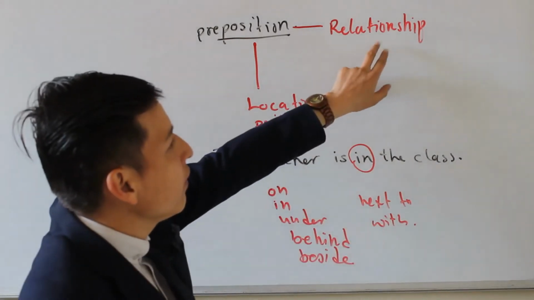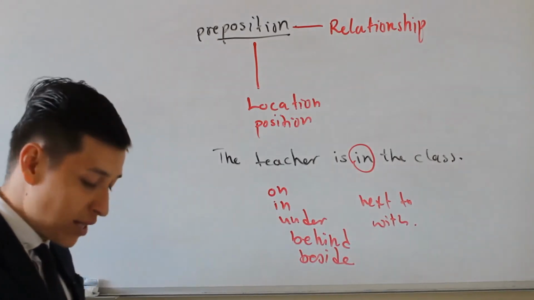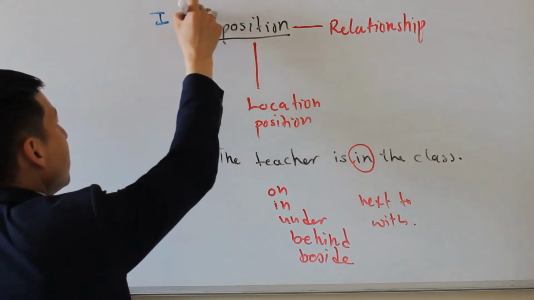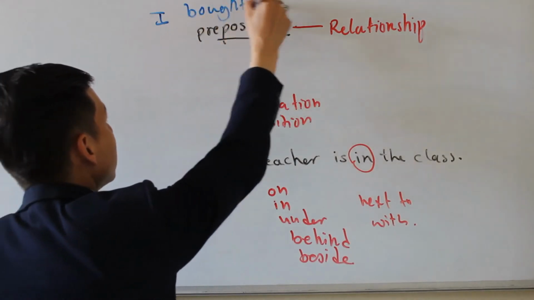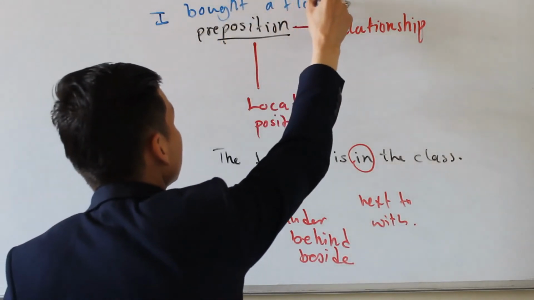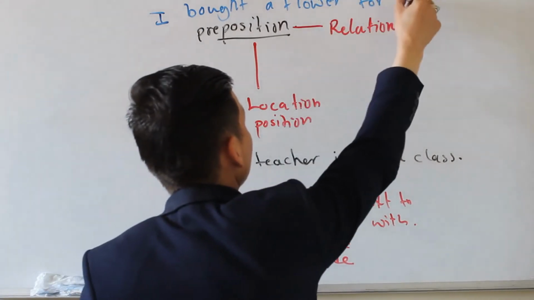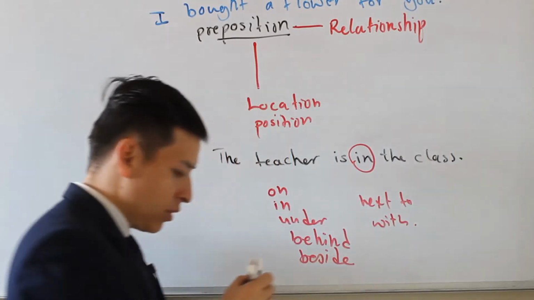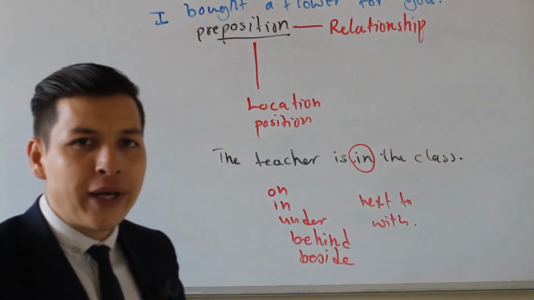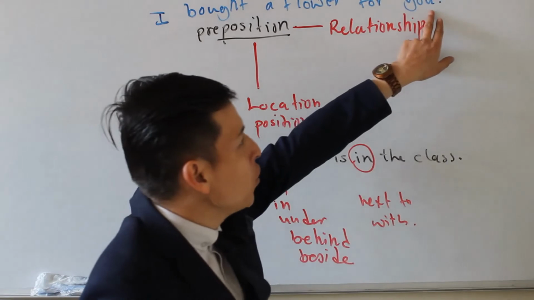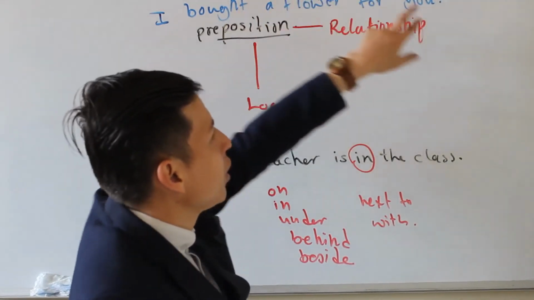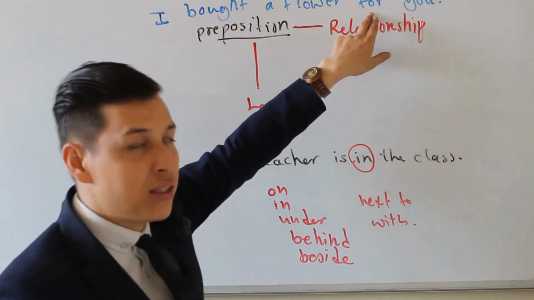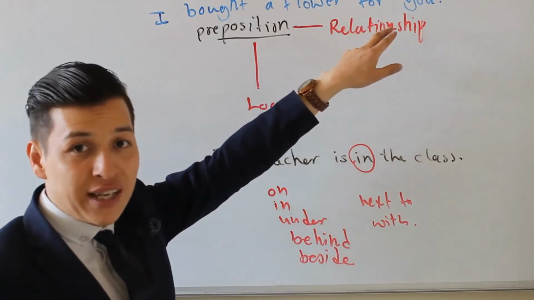Another one is relationship between parts of sentence. How? I will say, I bought a flower for you. I bought a flower for you, and here you and a flower. Now the word for is going to relate these two parts of the sentence.